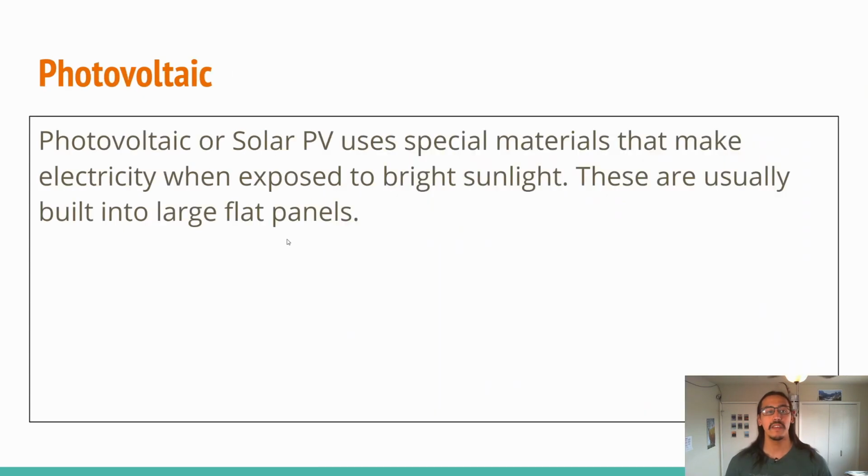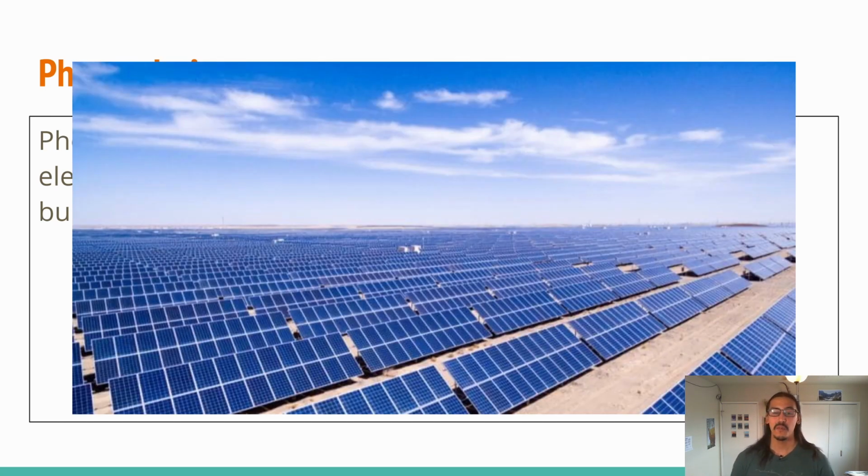The next type is photovoltaic. So photovoltaic or solar PV uses special materials that make electricity when exposed to bright light. So if you lay these materials out into big sheets and expose them to the sun, you can generate lots of electricity. This is really the typical example we think of when we think of solar, these fields and fields covered in these solar panels, or you see them on rooftops sometimes as well. So this is the main way that we produce electricity with sunlight.